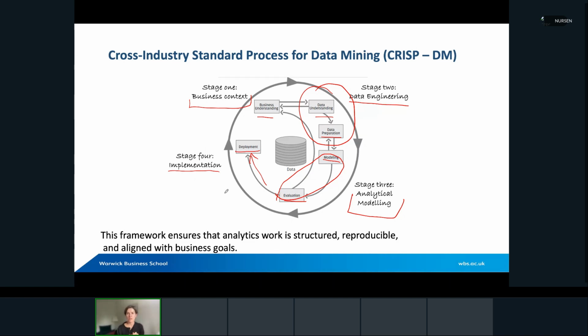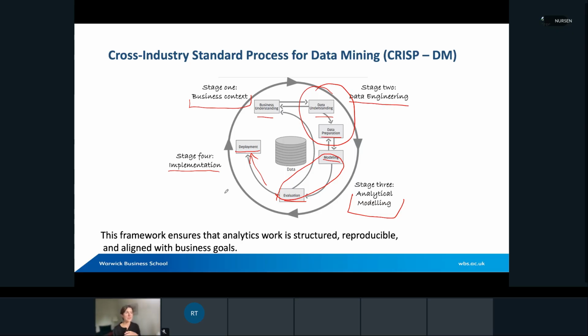It is well-known, it is used by practitioners and professional bodies, and it's aligned with lots of analytics certificates. So if at the end of your degree you would like to apply for official analytics certificates, you will see that the CRISP-DM methodology, the CRISP-DM framework, is covered or looked for in those analytics certificate programs. This framework ensures that all projects are structured, reproducible, and aligned with the business goals, like identifying those churners and at the end minimizing the churn in the company.